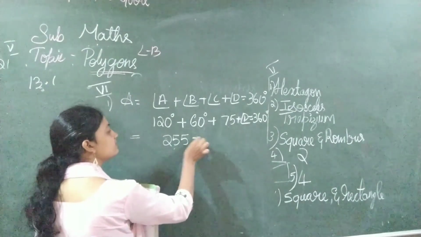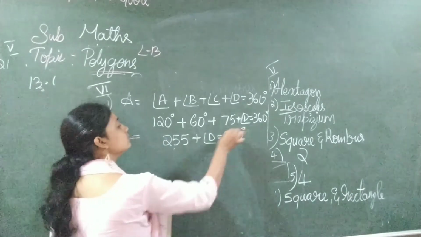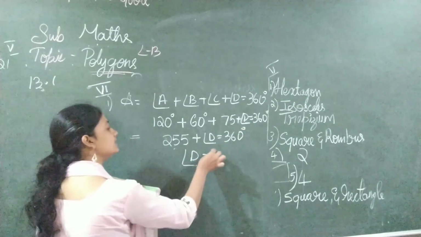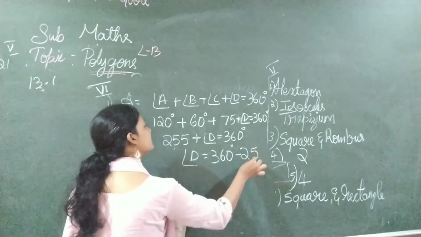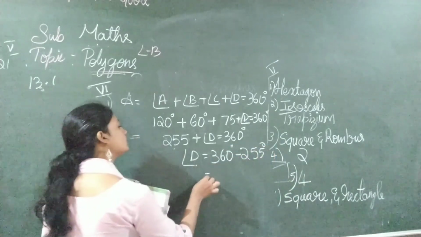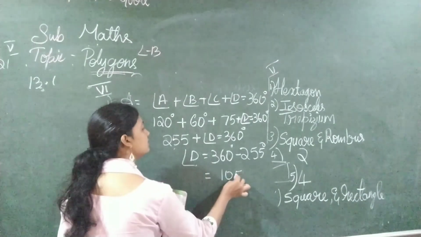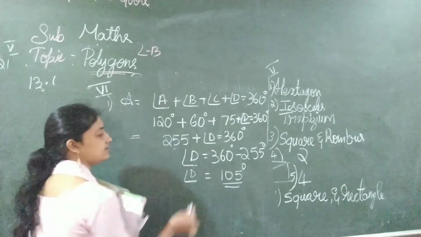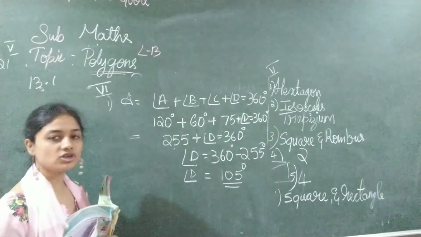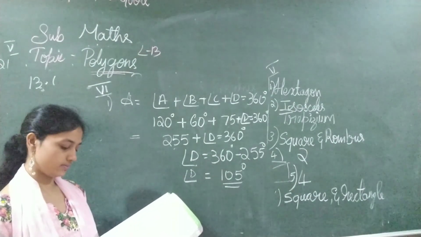255 degree plus angle D is equal to 360 degree. So to find angle D, I should subtract 255 degree from 360 degree. So what would be my answer now? My answer would be 105 degree. You can subtract and check the answers. So this is the answer for the first one.